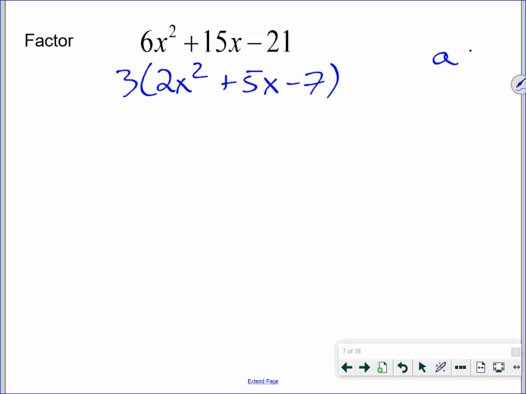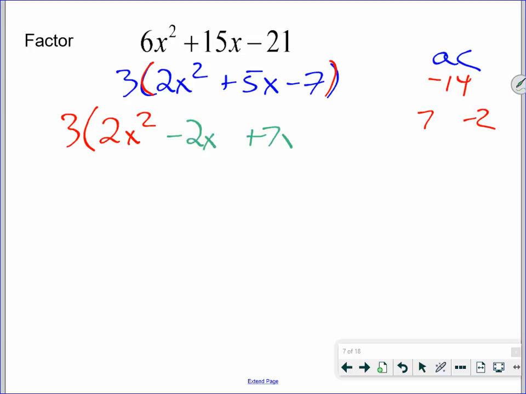Now a times c got a lot easier because I'm trying to factor what's here in the parentheses. And a times c is -14. So I need two things that multiply together to give me -14. And that's going to be 7 and -2. So I will write this as 3 times 2x squared minus 2x plus 7x minus 7. And so we split the 5x into -2x and 7x.